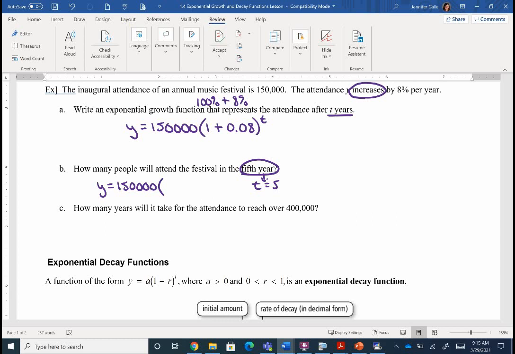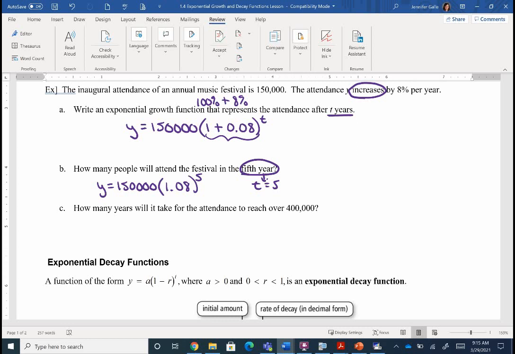Now, if you want to clean this up a little bit, guys, I'm going to take that piece in parentheses, that expression, and I'm going to go ahead and add that together and just make it a 1.08. It's less for me to have to worry about computation-wise. It just cleans it up a little bit. So again, all I did was add the 1 plus the 0.08. That's all I did.